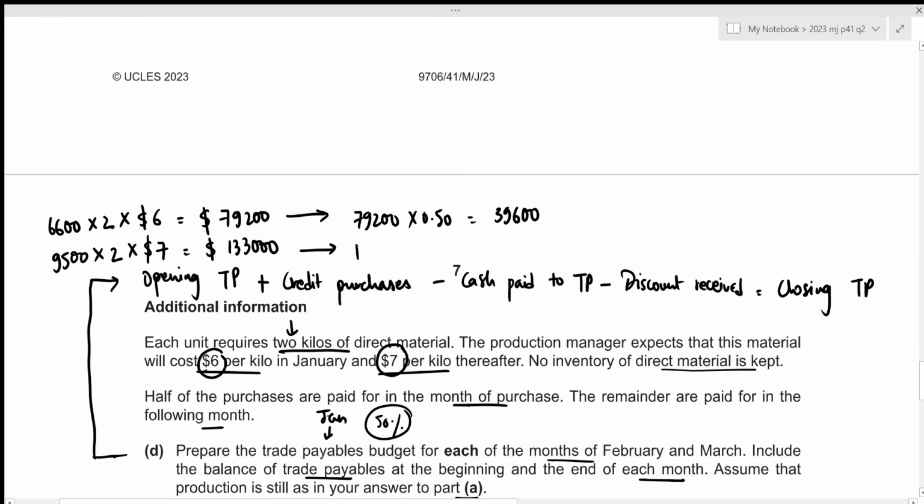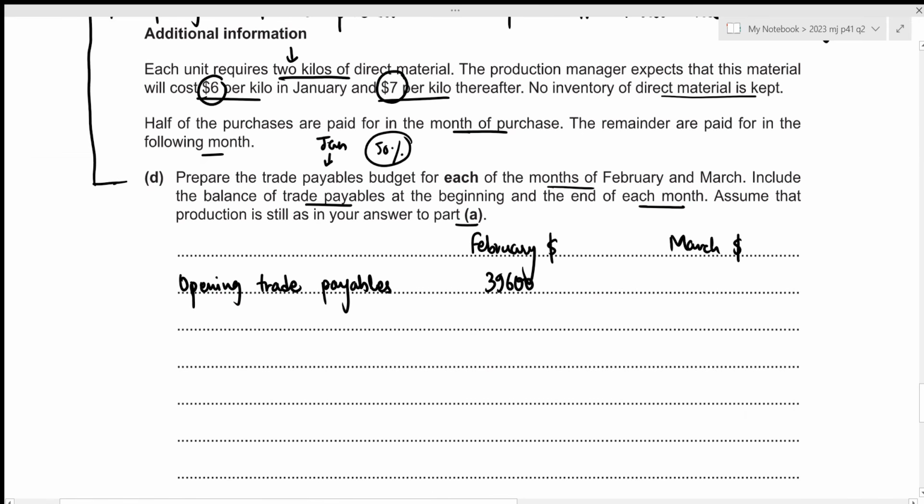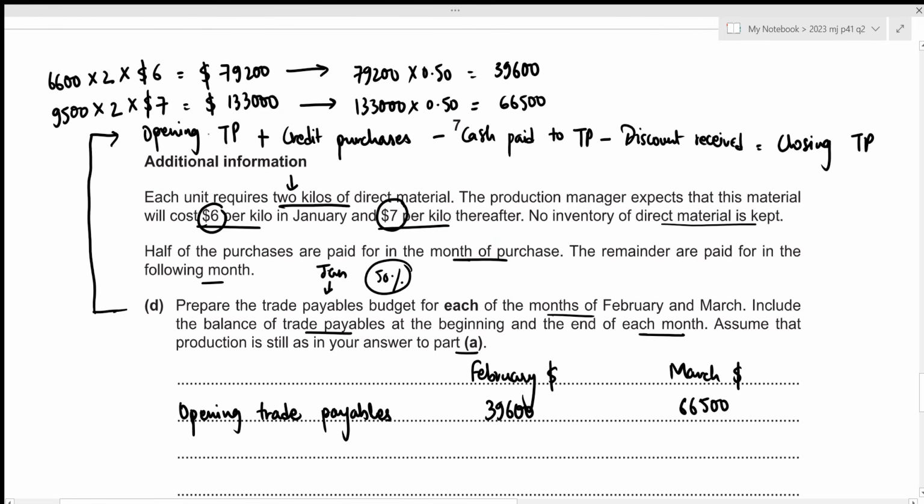And now 50% of it will be paid in the month of February itself, but the remaining 50% will be yet to be paid, right? That will act as our opening inventory for the month of March. And its value is 66,500. Okay, so we're done with the opening.